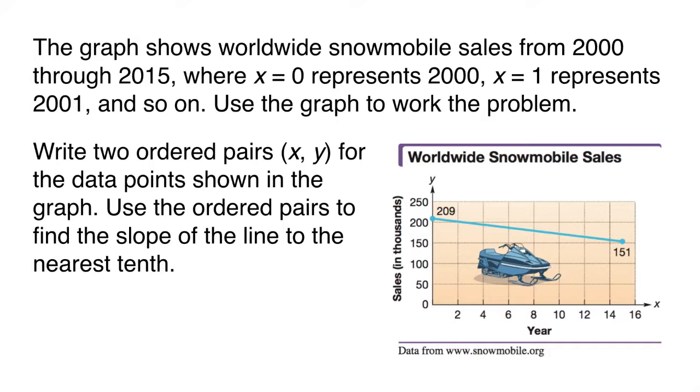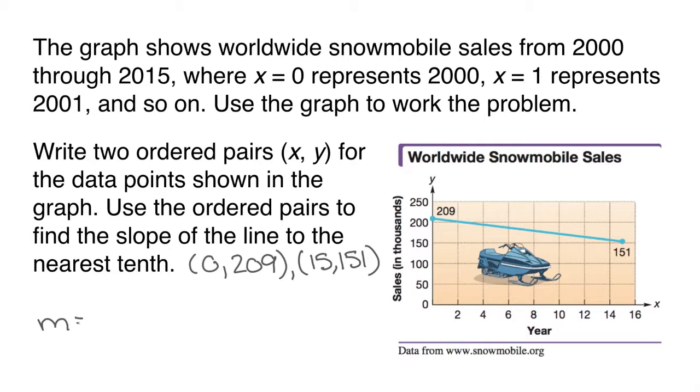The graph shows 2 points, and we can write ordered pairs for both of those points. We see that when x equals 0, y equals 209. So our first point is 0, 209. We also see that when x equals 15, y equals 151. So we have the point 15, 151. Now we can use these points to find the slope of the line.